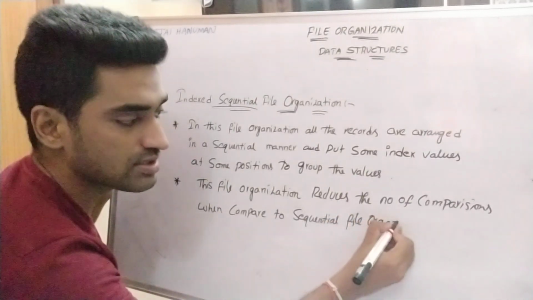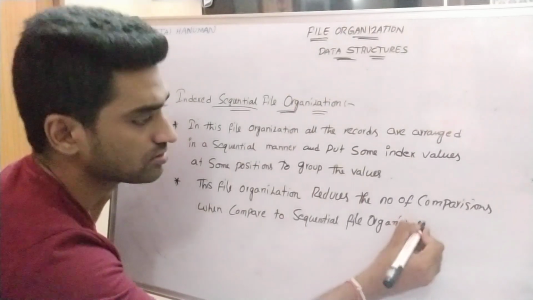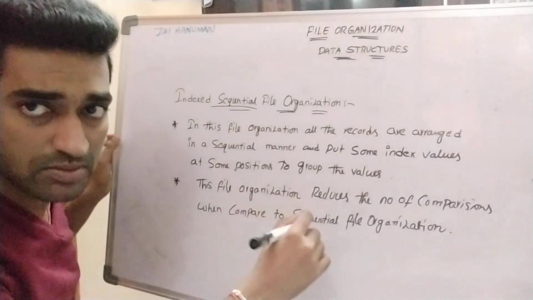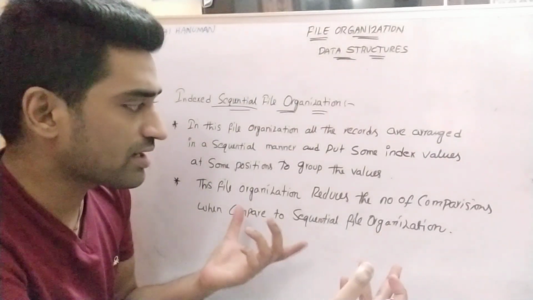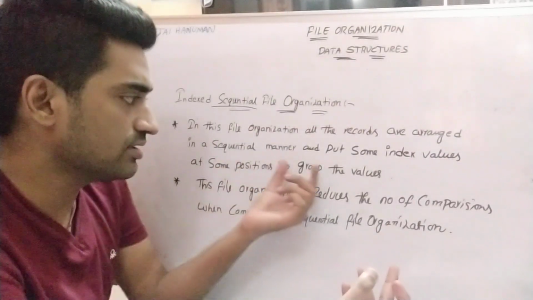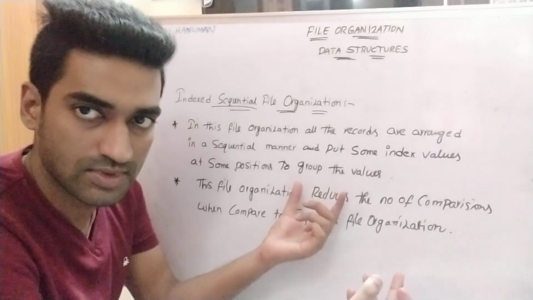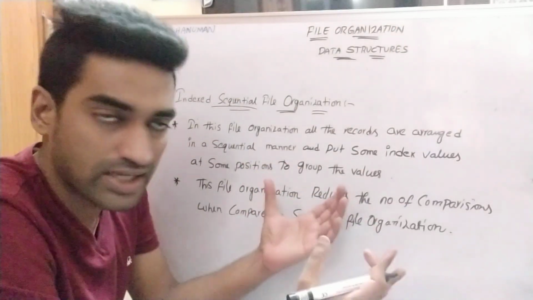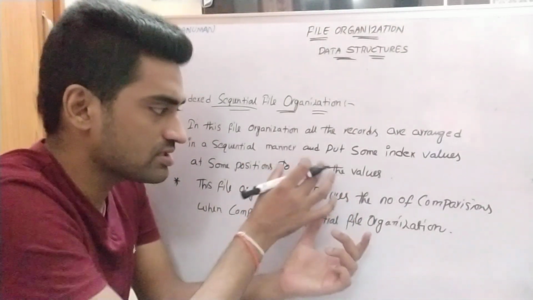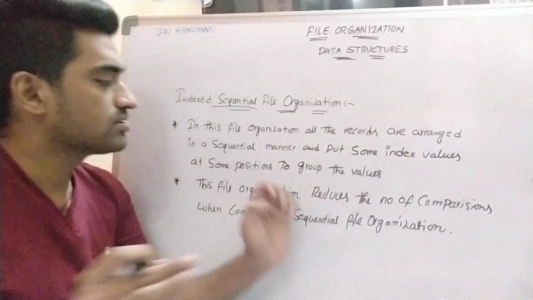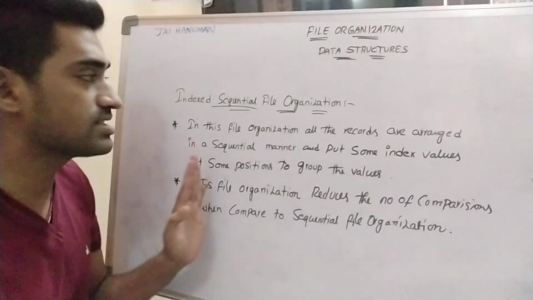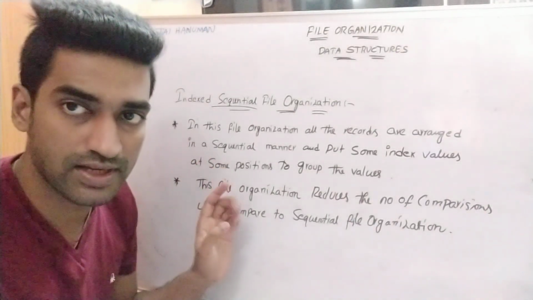So obviously it is a faster method when compared to sequential file organization. Why? Because the number of comparisons is reduced, right? Here we are applying the comparison procedure only to some group of values. Based on the index value, we can apply the searching process in a group of values, right? So this is the general process for indexed sequential file organization, right?